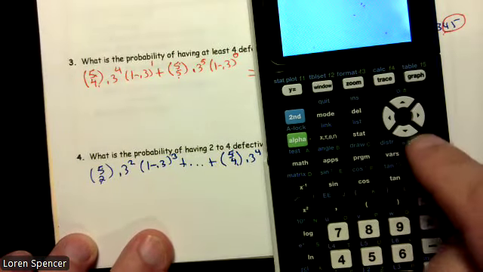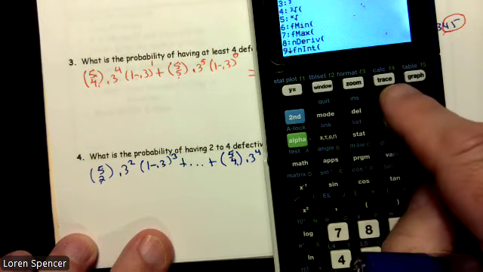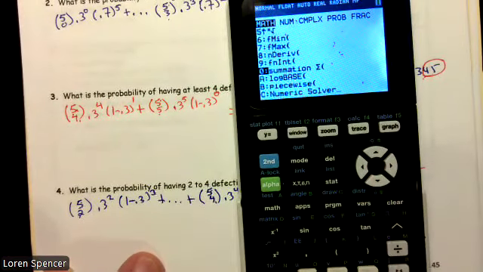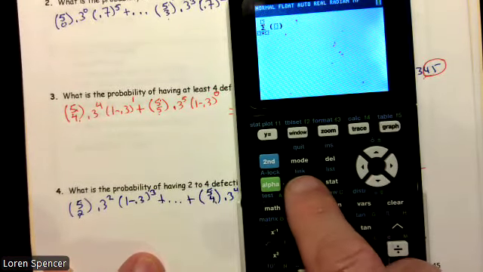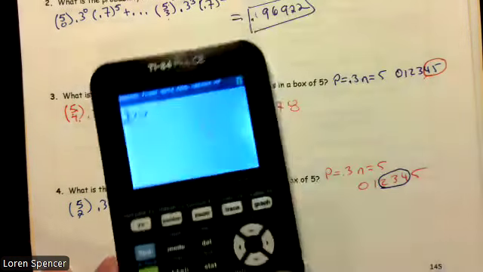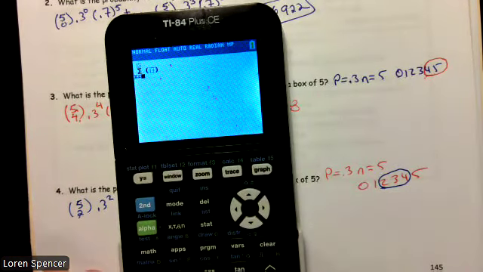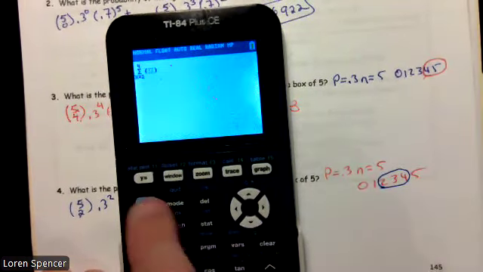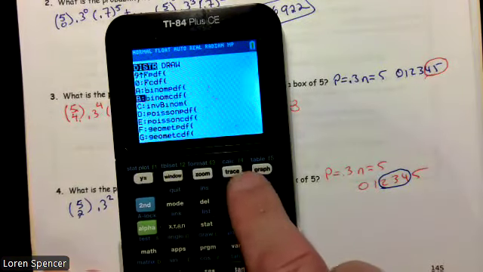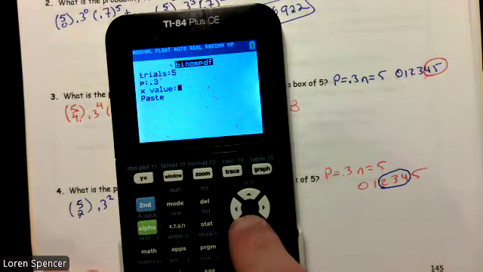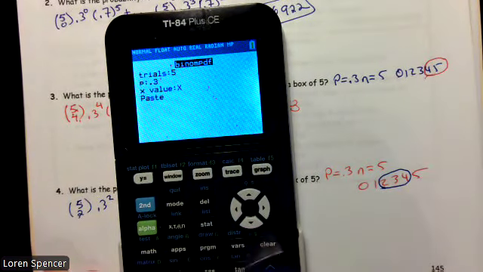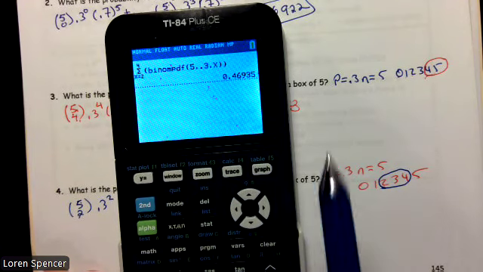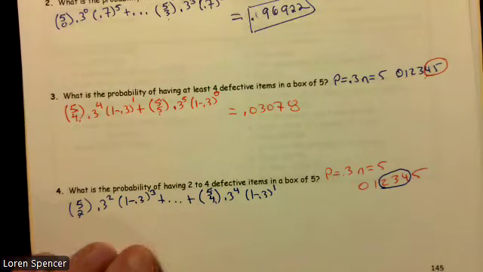Second vars, math, drop down to summation, press enter, press the X button. My lowest value that I circled was 2, so I need to input 2. Arrow, the highest value I entered was 4. Second vars, binomial PDF, and my X value is X, so I press X, and I end up getting 0.46935.